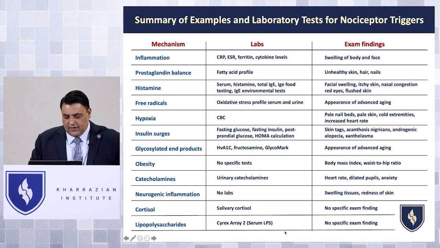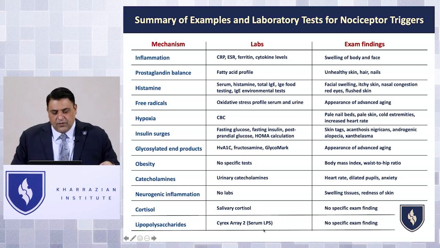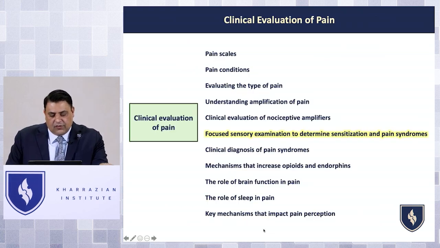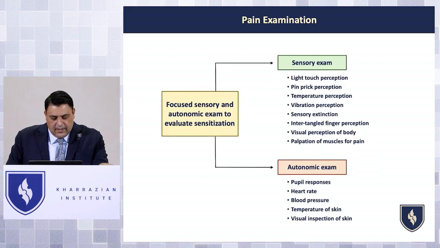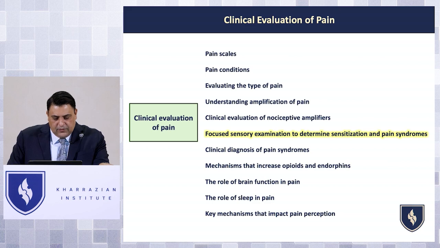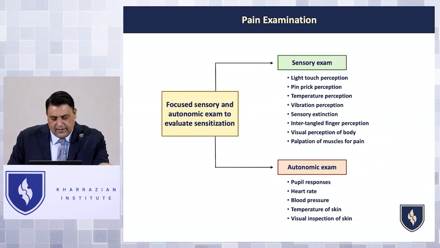Lipopolysaccharides, no really specific exam finding for those. So you want to do testing. So those are the key things to look at, the drivers, the amplifiers of nociception. Okay. And then you want to get into your exam. So those are the things you want to think about through your history, through your workup, through your evaluation, and then when you look at your exam.